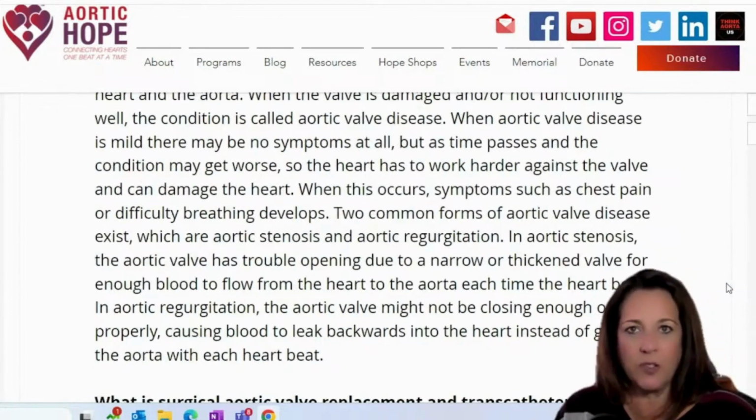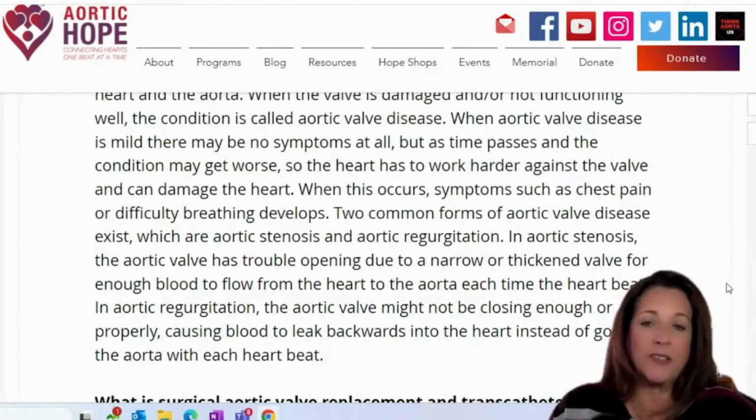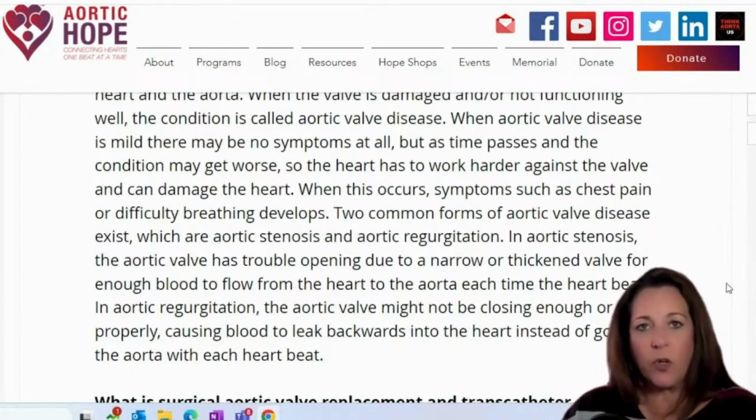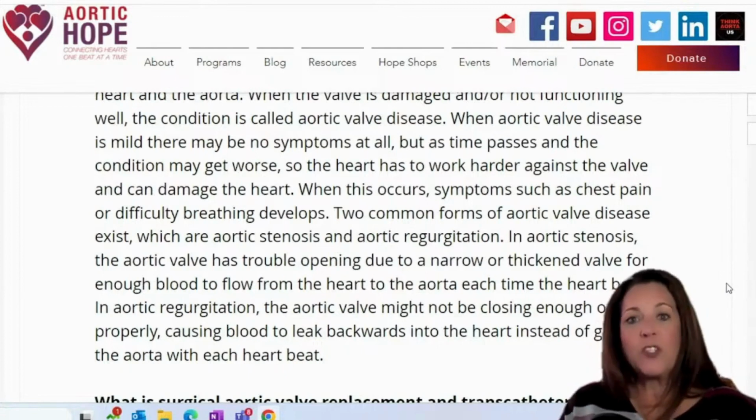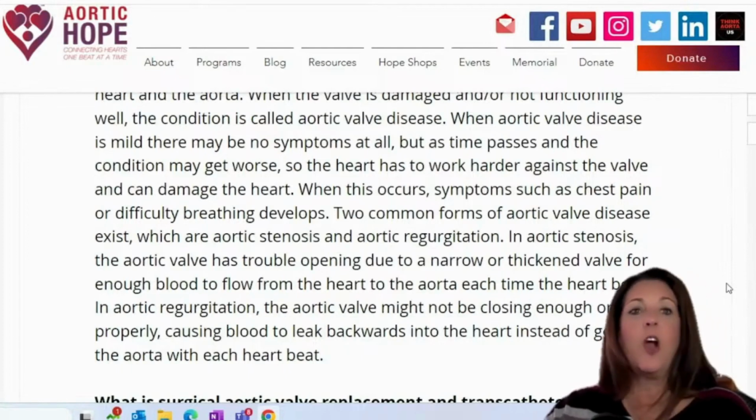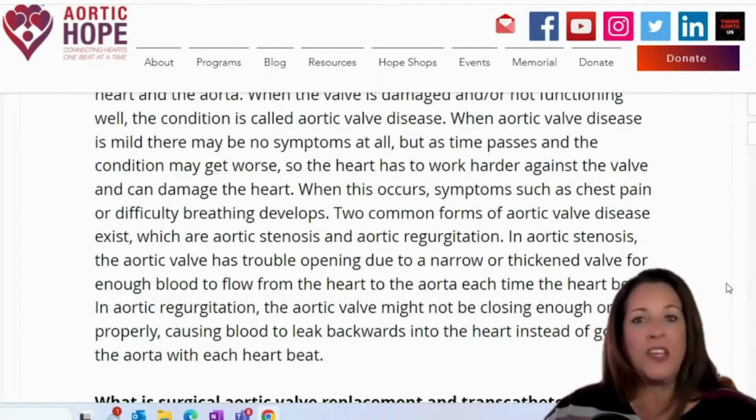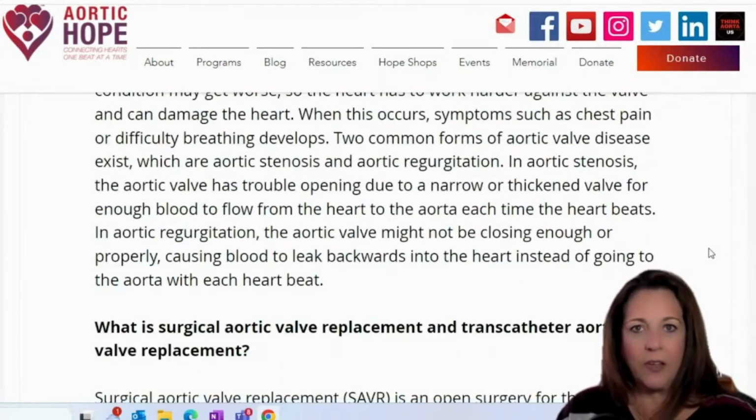So in aortic stenosis, the aortic valve has trouble opening due to a narrowed or thickened valve, and it doesn't really open up enough for blood to flow from the heart to the aorta each time the heart beats, because it's gotten too thick. And in aortic regurgitation, the aortic valve might not be closing enough or properly, which causes blood to leak backwards into the heart instead of going to the aorta with each heartbeat. So instead of going forward, it's going backwards, hence it's regurgitating back into the heart.